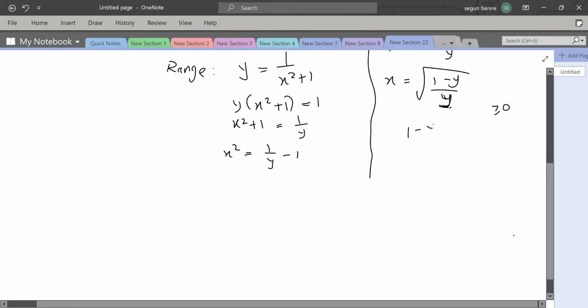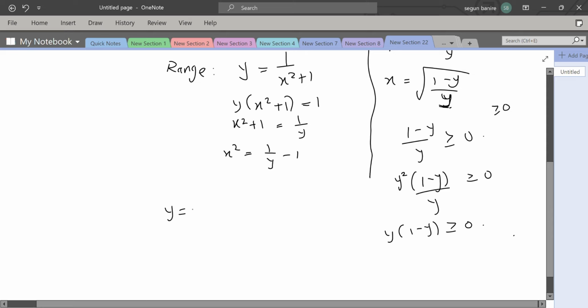So you just say 1 minus y over y is greater than or equal to 0. So let's solve. Multiply both sides by y squared. That is how you solve an inequality. You don't cross multiply. You multiply by the square of the denominator. So that gives you y times 1 minus y greater than 0. So let's just work with y equals 0 and 1 minus y equals 0. We have 1 minus y equals 0, y is equal to 1. y is equal to 0.